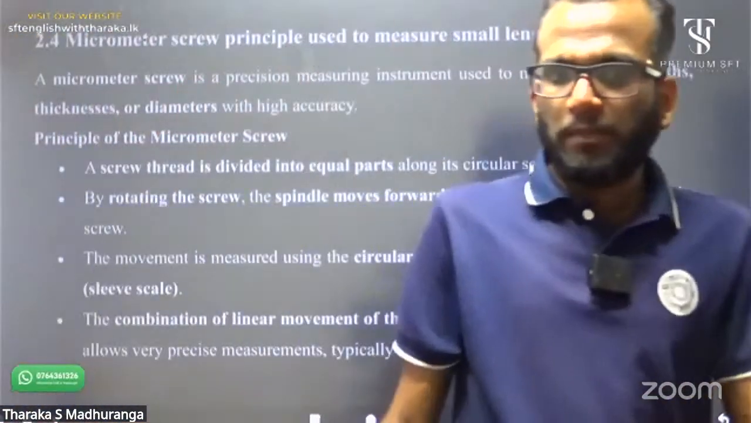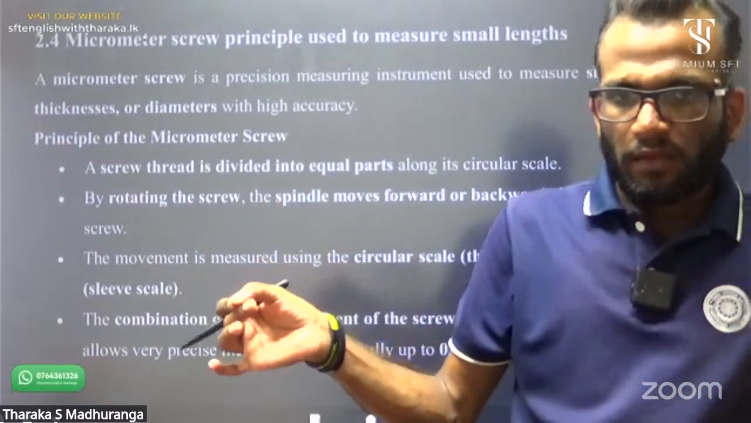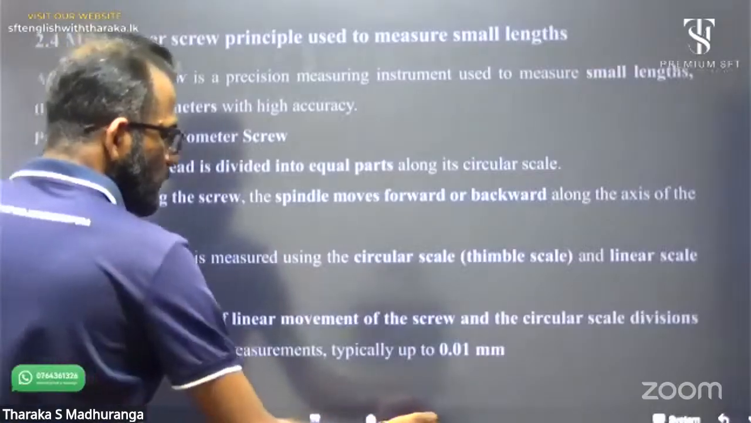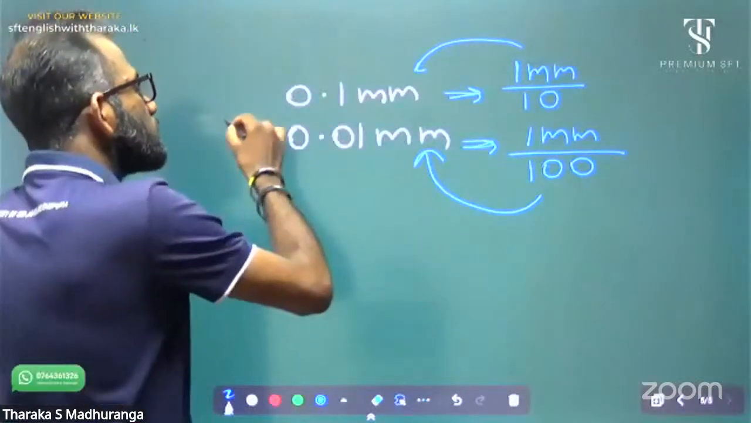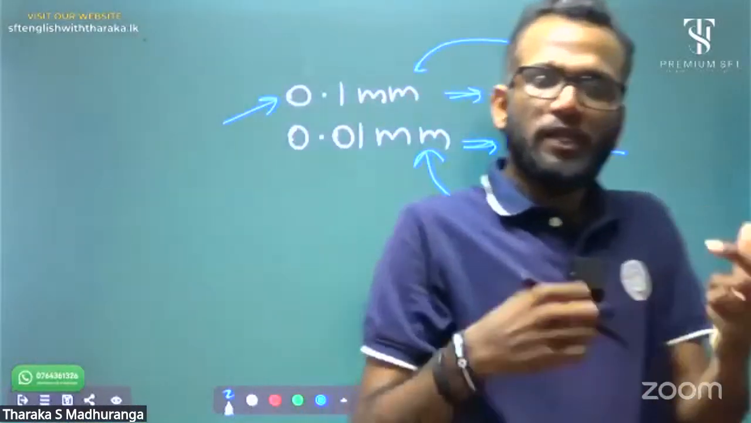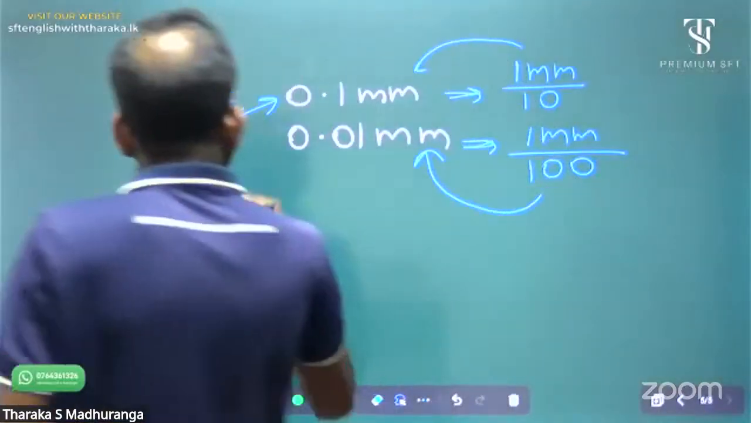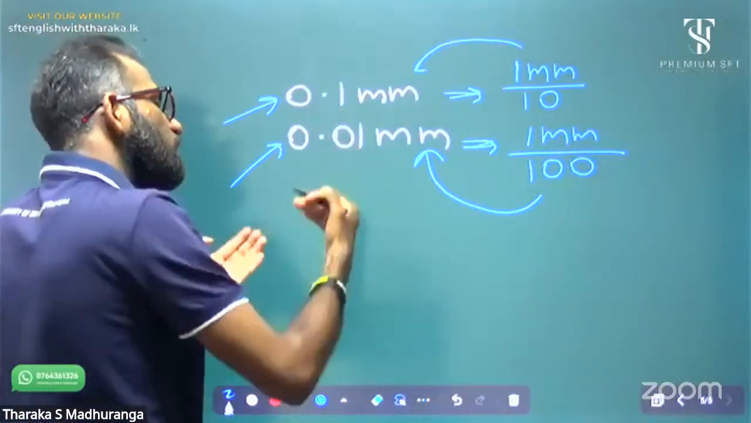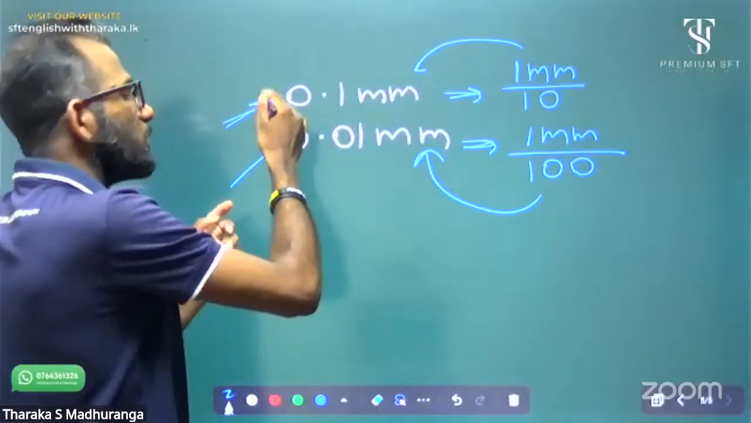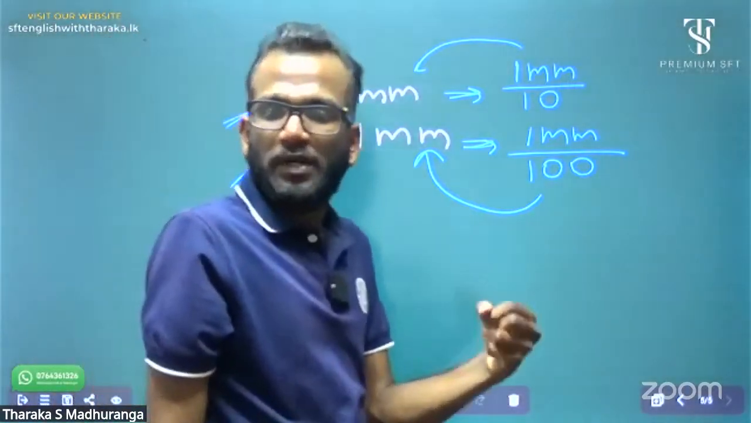Do you remember, what is the least count of the meter ruler? That was 1 millimeter, right? Vernier caliper, 0.1 millimeter. Actually, the micrometer screw gauge's purpose is to get measurements less than the vernier caliper, more sensitive than the vernier caliper. That's the main purpose.